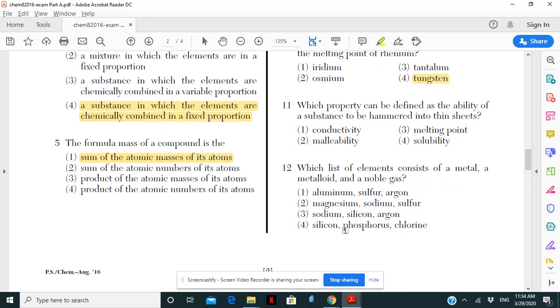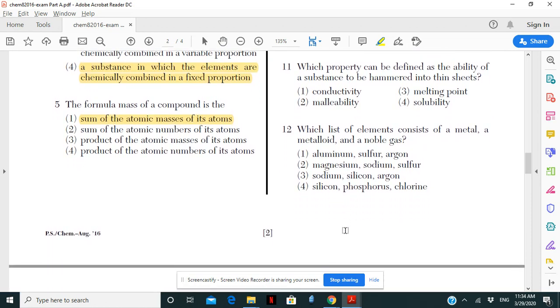Okay, which property can be defined as the ability of a substance to be hammered into a thin sheet? This is malleability. To change the shape, that's malleability. So the answer in that case is malleability.